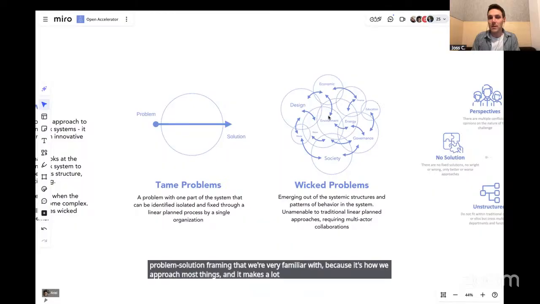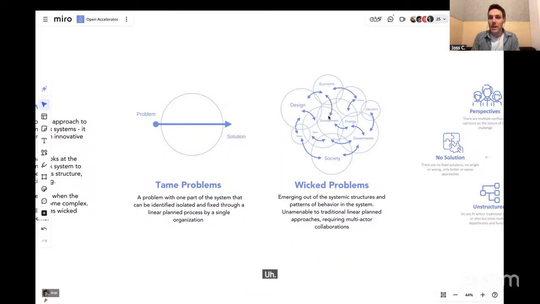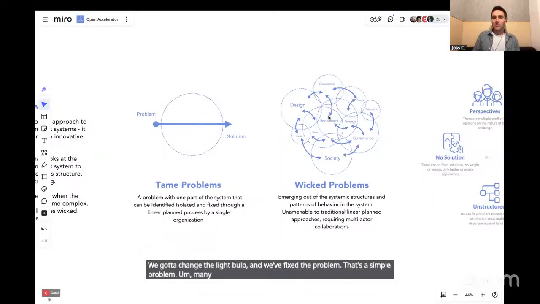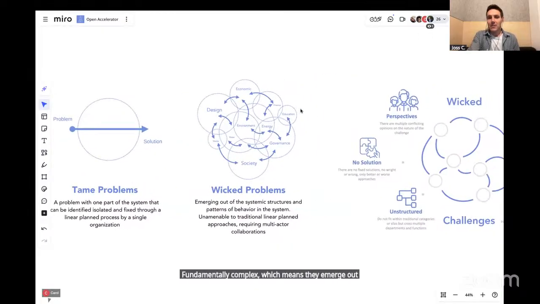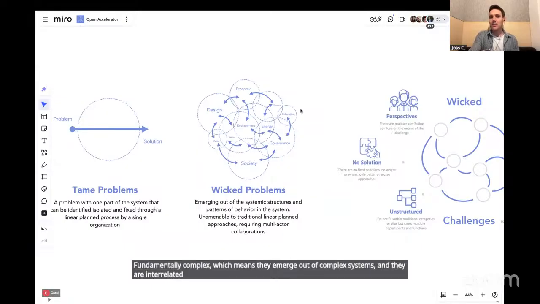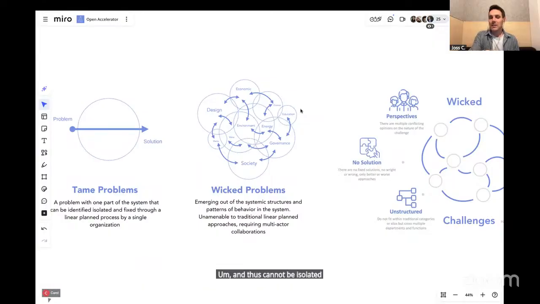And it makes a lot of sense when we talk about simpler problems like the light bulb in your house not working. There is a problem. We can analyze that. We figured out it's the light bulb. We go and change the light bulb and we fix the problem. That's a simple problem. Many other problems are not like that. Most of the most critical and pressing and important challenges in our lives and in the world today are actually fundamentally complex, which means they emerge out of complex systems and they are interrelated and interdependent with many other systems. They're embedded within a network of interacting different systems and thus cannot be isolated and analyzed and solved in that traditional way we approach tame problems or is relevant for tame problems.